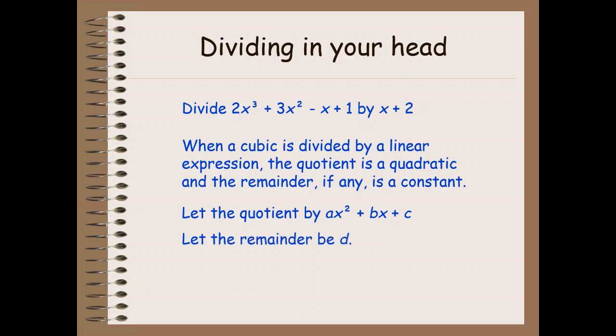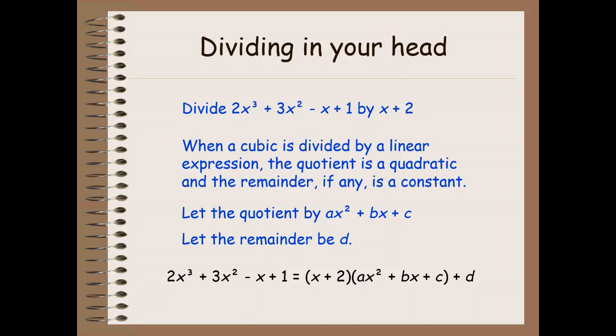Okay? So assuming I have a remainder, because I might have a remainder. It might be 0, which means no remainder, but I am going to assume that there is a remainder. When I multiply my x plus 2 with the quadratic that I got as a quotient, and then add my remainder to it, I should be getting the first polynomial, 2x to the third plus 3x squared minus x plus 1.